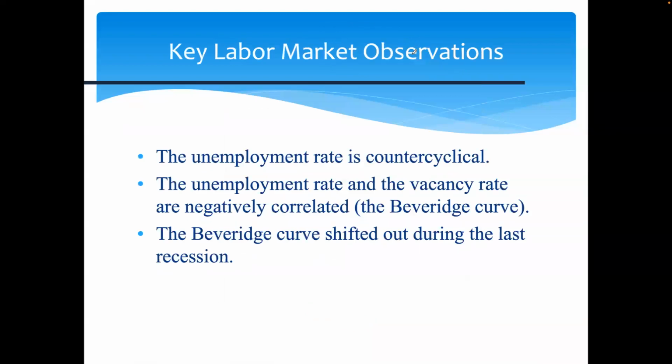So that's what we have learned so far. Let's summarize the key labor market observations. Number one, the unemployment rate is counter-cyclical. What does this mean? If we are in a recession, when GDP falls, the unemployment rate rises. Number two, the unemployment rate and vacancy rate are negatively correlated. If firms post fewer job openings, the unemployment rate usually rises. This is the Beveridge curve. Now, the third thing is very important: the Beveridge curve shifted out during the last recession.